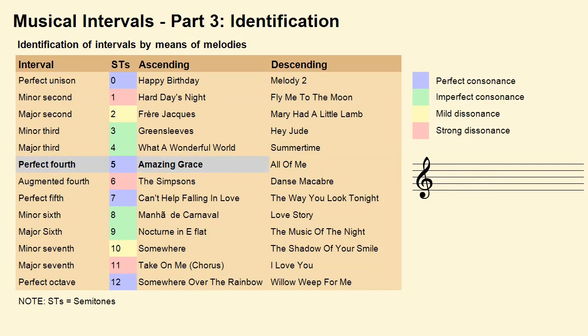Ascending perfect fourth interval. Five semitones. Amazing grace. Descending perfect fourth interval. Five semitones. All of me. Ascending augmented fourth interval. Six semitones. The Simpsons.